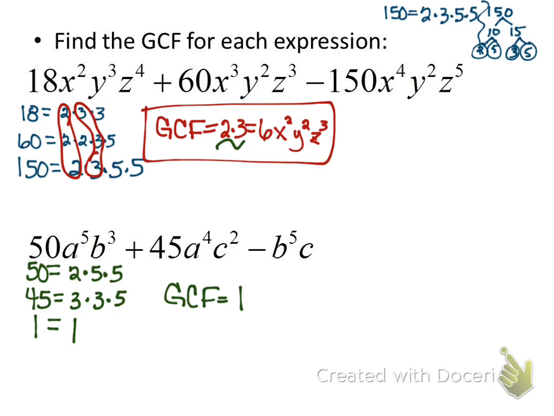Now, I look at my variables. Do they all 3 share or have in common an A? No. Do they all have a B in common? No. Do they all have a C in common? No. So my greatest common factor is just 1. Any questions? No, ma'am. All right, nice job.